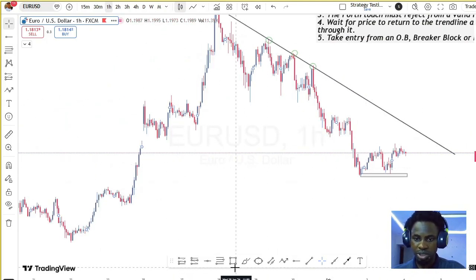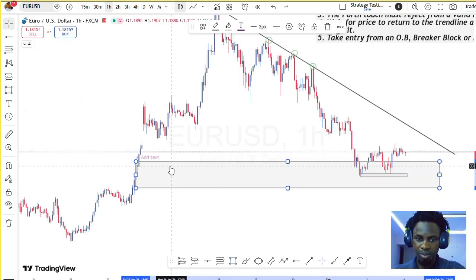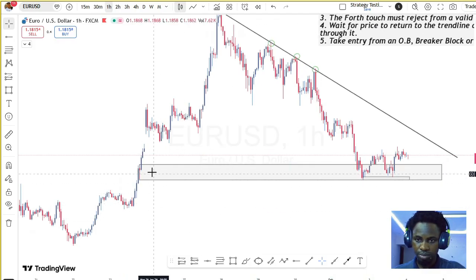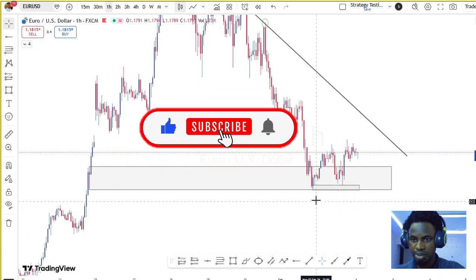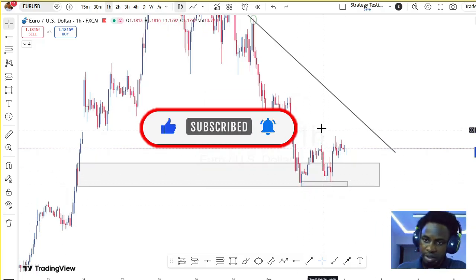Checking the fourth touch, it's exactly what we have on GBP. So this is the kind of candle that we have here. If you mark it out, just the bottom. You can even see this one almost breaks below it, but it's rejecting from a very valid point.